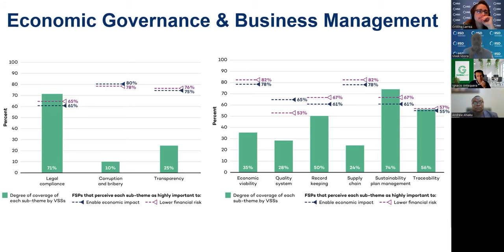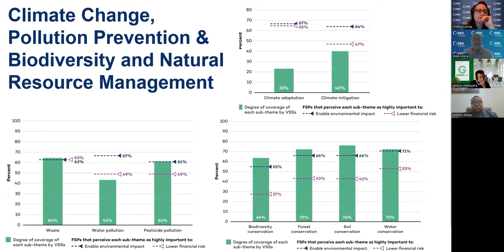This slide shows the results obtained for the climate change, pollution prevention, and biodiversity and natural resource management themes. For the most part, the VSS examined have in place measures to conserve soils, water, biodiversity, and forests, which are important to maintain agriculture over the long term. On the other hand, most of the VSS examined do not currently cover climate change adaptation and mitigation directly, which is particularly important for areas that will experience significant changing climatic conditions. But we must remember that many of the VSS requirements, such as soil and water conservation, can assist farmers with mitigating and adapting to climate change.